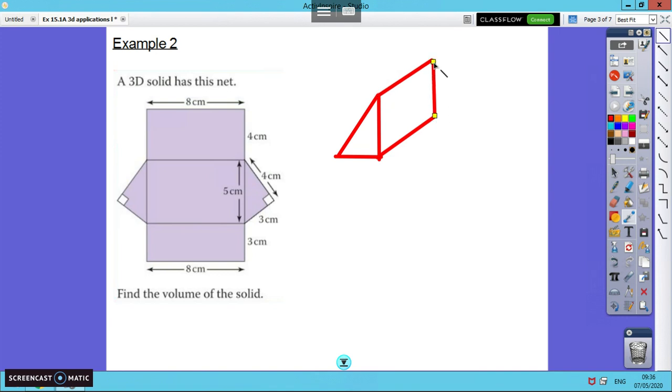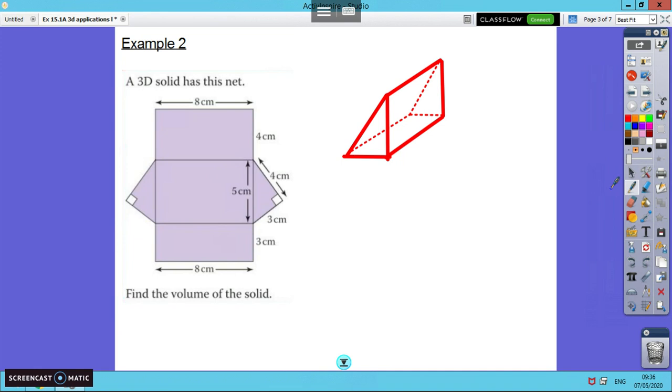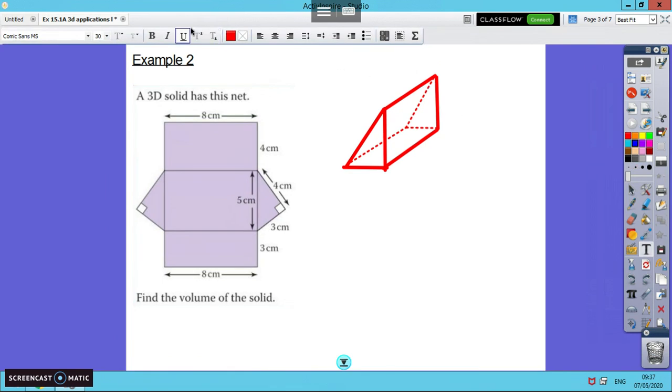Like that. And we can kind of get a sense. I'm going to use some dotted lines, I think, to show the edges that you can't see. I don't know, is that any good? I think that's good. Okay, so that's kind of what I would think it would look like. And now I'm just going to fill in the dimensions. I'm going to type them because I can't stand the look of my handwriting on this.